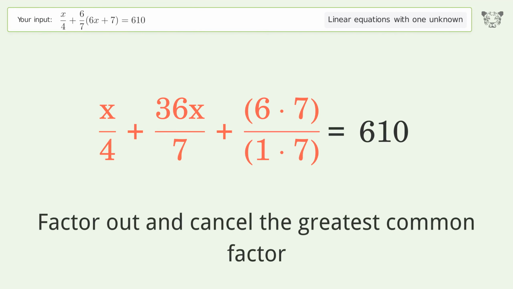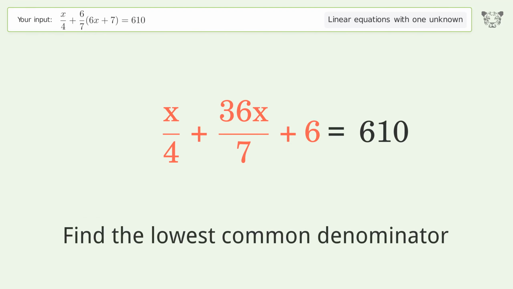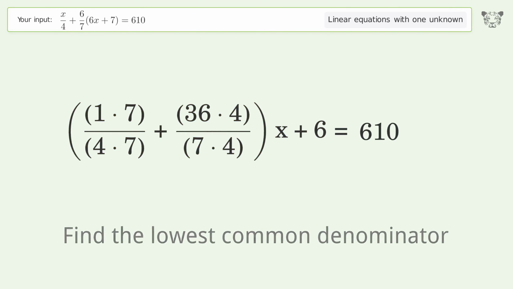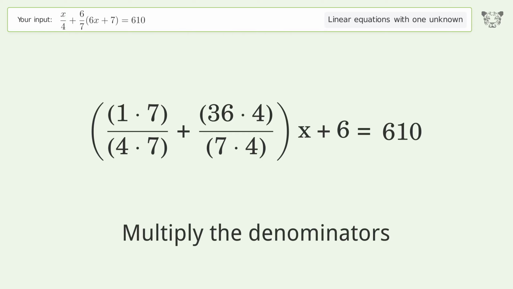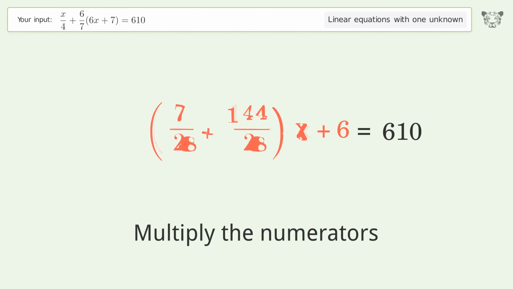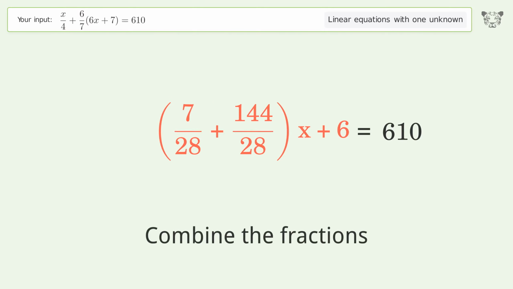Factor out and cancel the greatest common factor. Find the lowest common denominator. Multiply the denominators. Multiply the numerators. Combine the fractions. Combine the numerators.